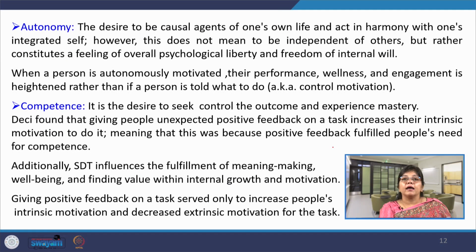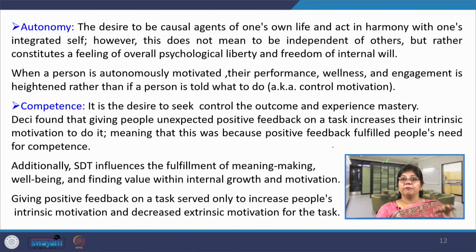Autonomy: the desire to be the causal agent of one's own life and act in harmony with one's integrated self. It is about what I desire, what I need, what I require, and it is something which I want to satisfy internally, which is related to an individual self. It is about an individual schema, what I want to be in any organization, not based on the directives received from the higher authority, but what you intend to become or the way you want to contribute to the organization. That is autonomy.